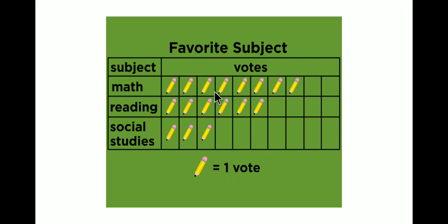So pencil picture is used for every vote. So one pencil is equivalent to one vote. So for mathematics there are 8 pencils together. That means there are 8 students who have voted for the subject mathematics. For reading there are 6 pencils. This means that 6 students have voted for the subject reading. And social studies there are 3 pencils, means that there are 3 students who have voted for social studies.